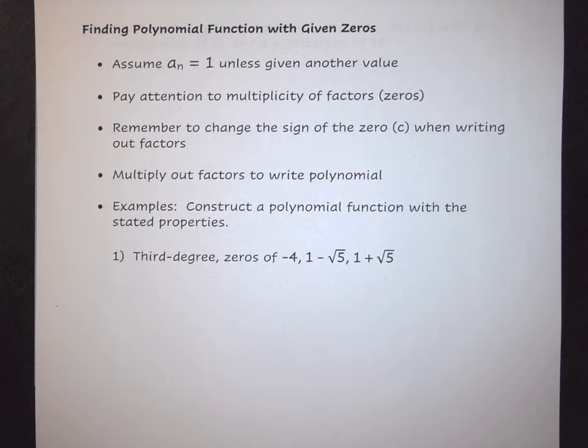Now, the biggest thing you have to remember is when you take a zero and write it as a factor, you've got to change its sign. So if your zero is negative, then when you write the factor counterpart, it becomes positive.